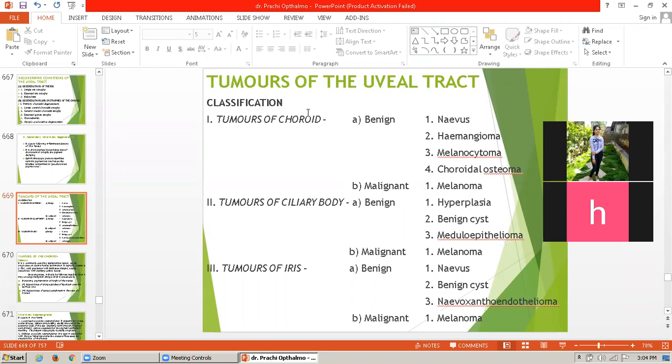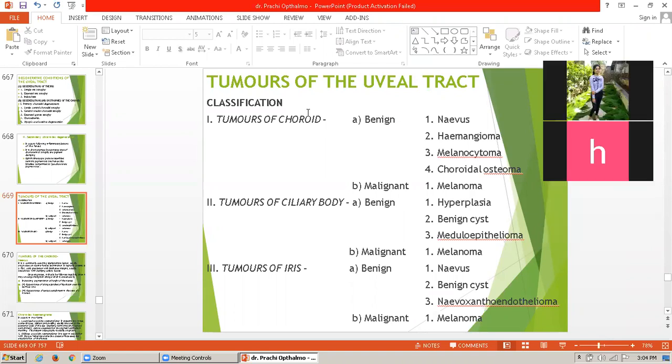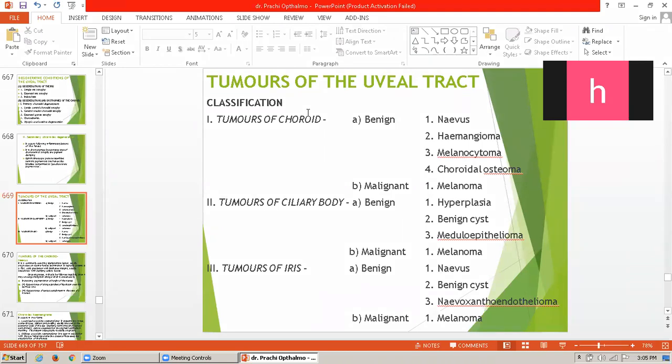In the surgery, we will study about ophthalmology, and in ophthalmology, we will continue the diseases of the uveal tract. Diseases of the uveal tract contain the tumors of the uveal tract, that is, tumors of the choroid, ciliary body, and iris. The uveal tract is made up of three components, that is choroid, ciliary body, and iris. So tumors of the uveal tract are of three types.